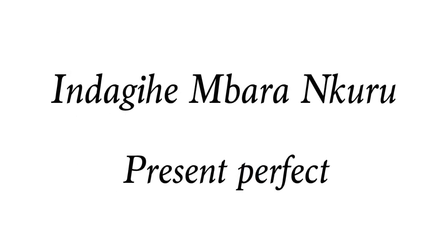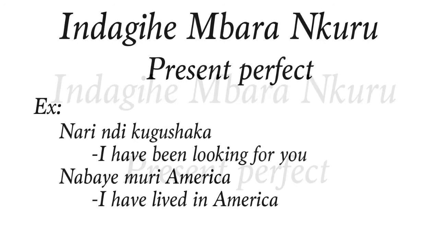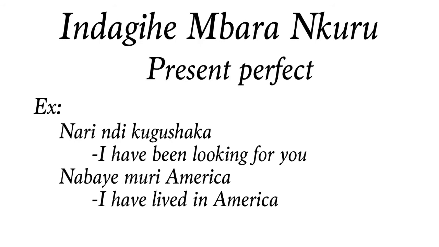So today we are going to see how to use present perfect tense, which is Indagihe mbarankuru. So let's start. For example, if you want to say I've been looking for you, you say narindi kugushaka. Where narindi is I have been, kugushaka is looking for you. And the second example is I've lived in America. Nabaye muri Amerika. Where nabaye is I've lived in, muri is in, America.